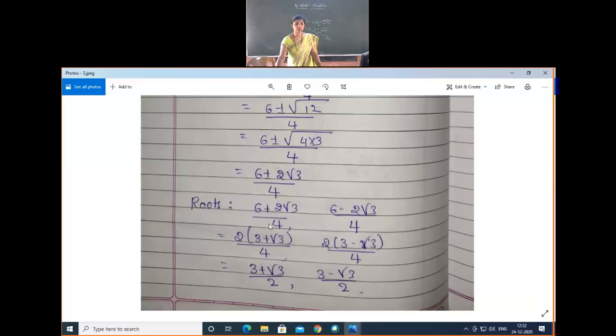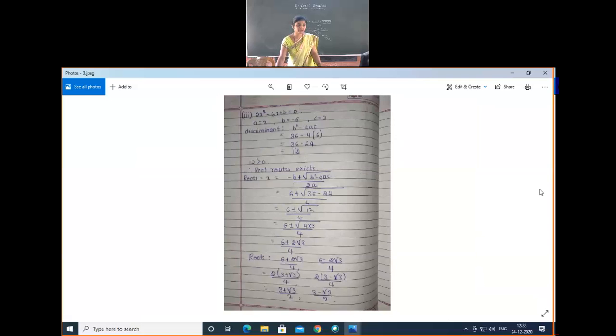Here you can take 2 as a common factor. Then 2 into 3 plus root 3 divided by 4, and 2 into 3 minus root 3 divided by 4. 2 ones are 2, 2 twos are 4, so 3 plus root 3 by 2, and here 3 minus root 3 divided by 2. These are the roots. Got the idea now? Just as in the formula method.